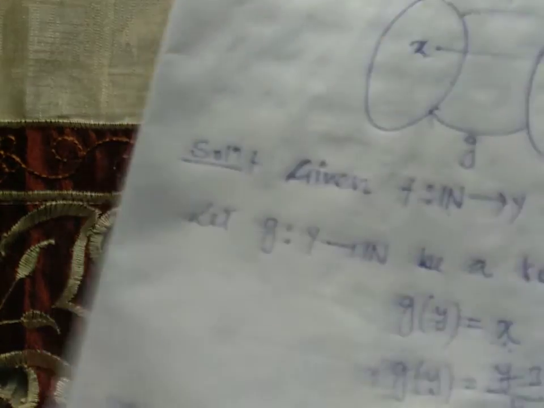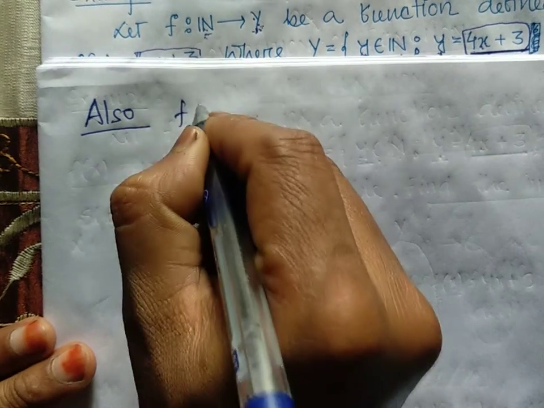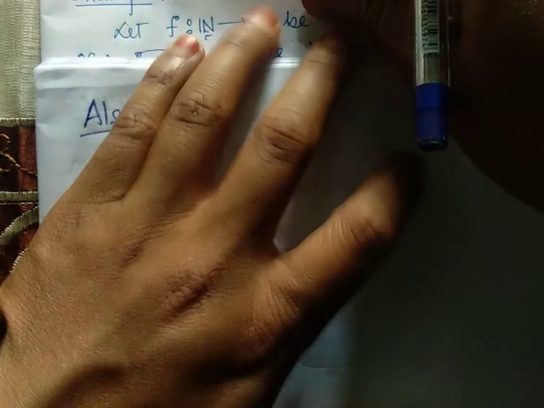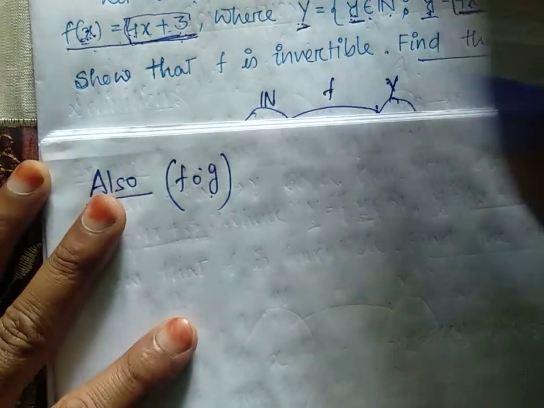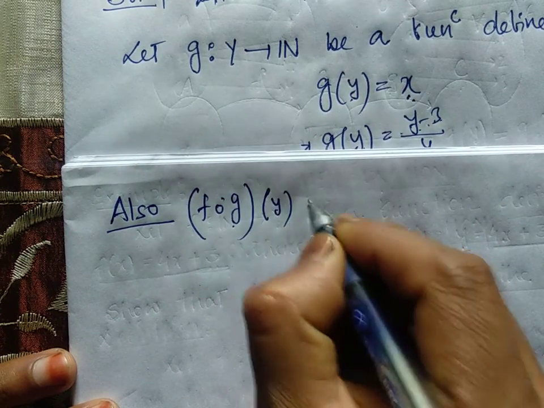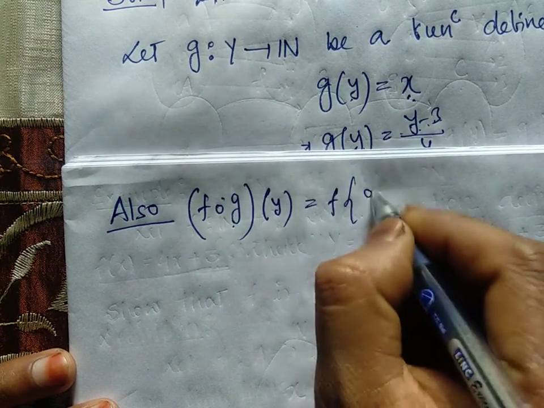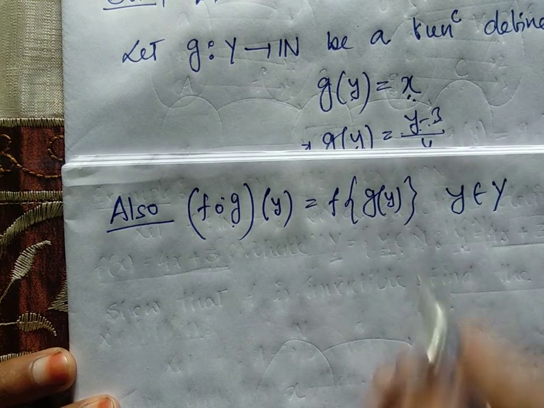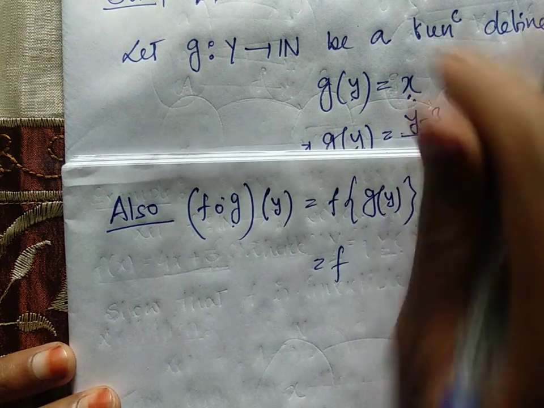Now we will try to find the composite f not g. Which one is the first function here? g is the first function. So what is the domain of g? Here it is y. So we take a domain element y, and then f of g of y belongs to capital Y.